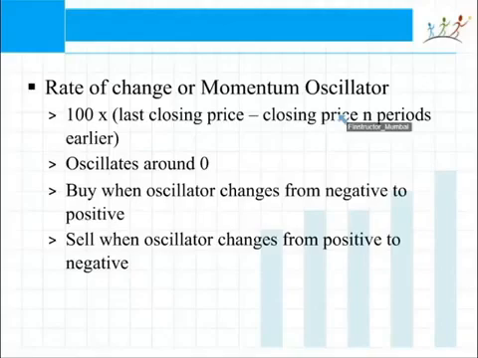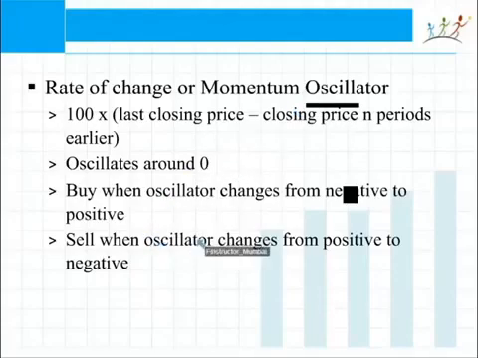So the decision rule for this oscillator is that you should buy when the oscillator changes from negative to positive. If the oscillator is negative, it means what? That means the stock is falling, or the last closing price is lower than the price n periods earlier. So if the negative oscillator becomes positive, that means now the price is higher than the closing price n periods earlier. So the trend is expected to continue, or it is expected to move up.